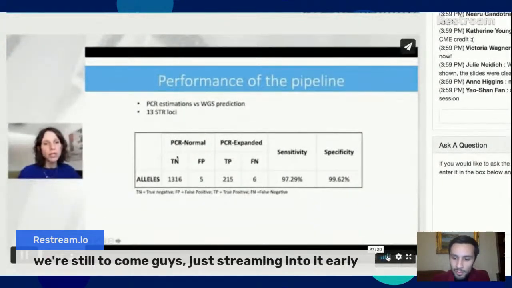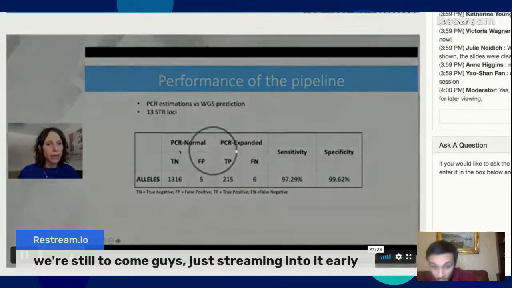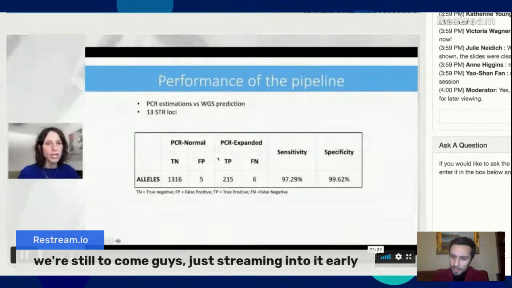The majority of alleles that were predicted to be normal by WGS, and similarly for PCR, alleles predicted to be expanded.